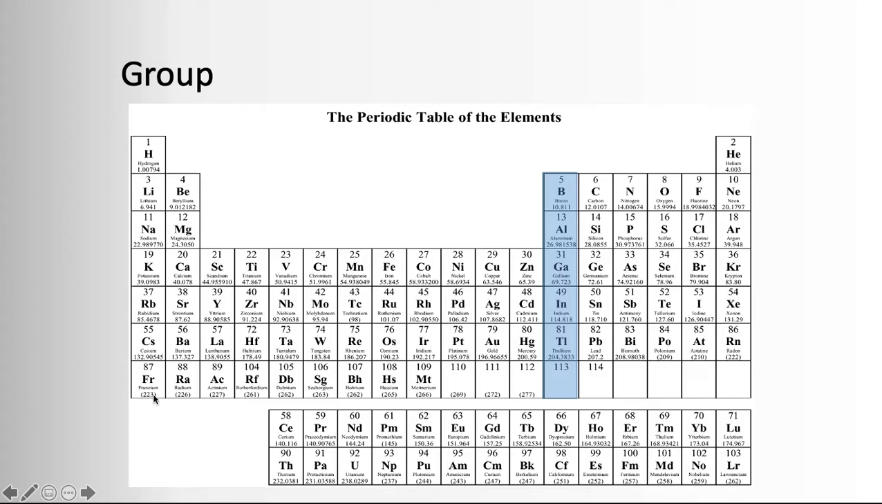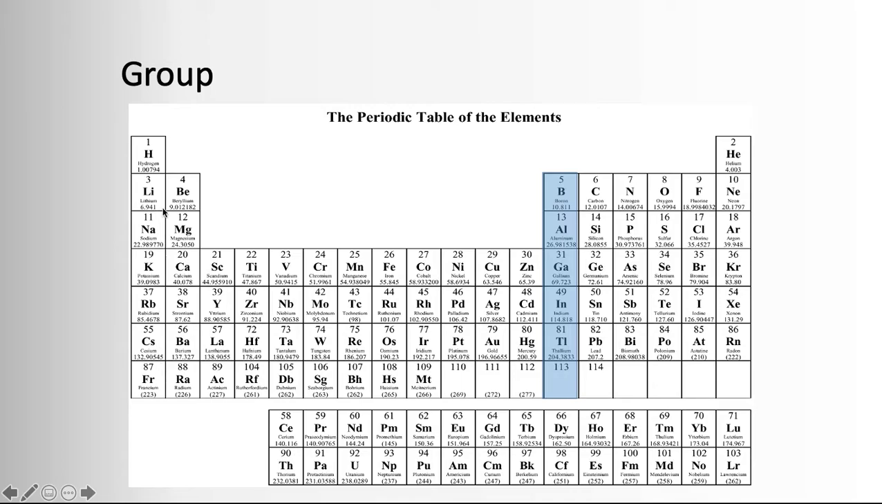For example, the first group here is the alkali metals. These metals are very, very reactive. And we group elements in groups according to similar characteristics. They have similar characteristics, similar reactivities. So all of these atoms react the same, very similar to each other, and therefore they're grouped in one family.